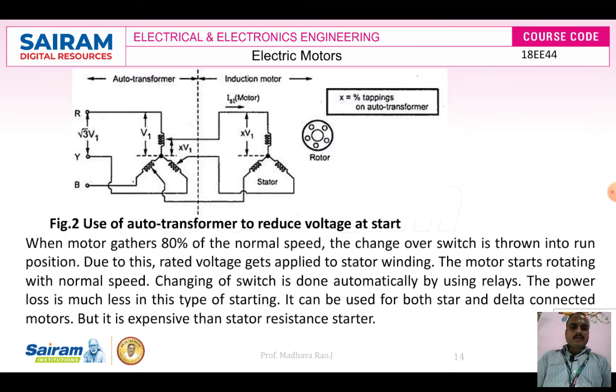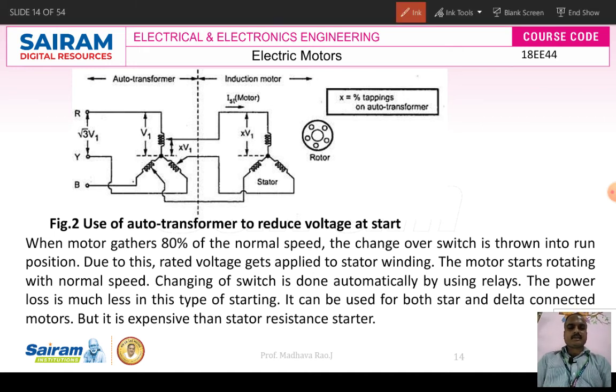The drawback of this method is that the cost is more, since we need an auto transformer. That is why this method is not popular. Here we can see how the auto transformer and induction motor are connected. This is the auto transformer and this is the induction motor. At the time of starting we apply reduced voltage. Once the motor picks up normal speed, we apply full voltage and the motor runs at normal speed.